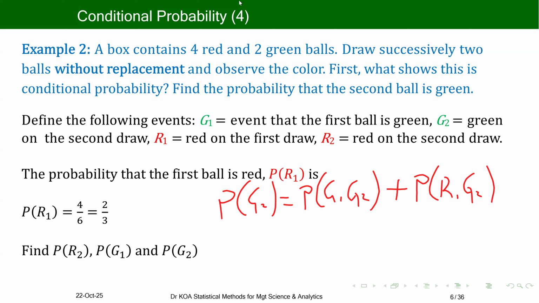What will change if it's with replacement? The sample size calculation will not change, but the calculation for the P of GG and then P of R1 G2 will change. The figures will change if it's with replacement. But everything we are doing is without replacement. Yes, sir. Okay.